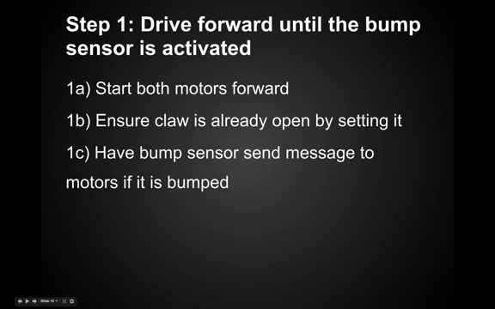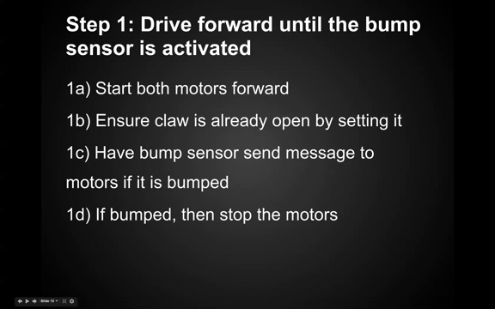1C, have bump sensor send a message to motors if it is bumped. Now this is about coding again. It's not just enough to say have a bump sensor. We need to determine what the bump sensor is doing. So our code is going to have a reaction for the bump sensor and a message that the motors need to do something. And step 1D is, if the bump sensor is bumped, then stop the motors.